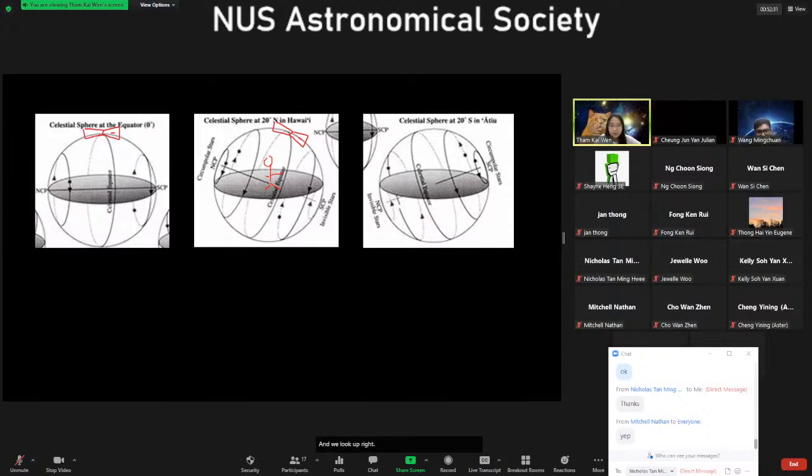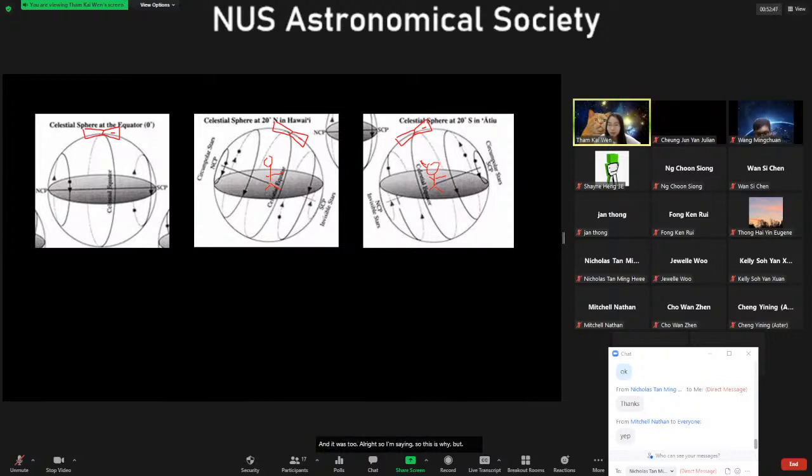Whereas if we are somewhere in the south, Orion will appear something like this, and then we would now stand over here, but instead of looking towards the north direction, we will look a bit more towards the south direction. We'll look here, and then we'll see Orion as upside down. So this is why it appears upside down.